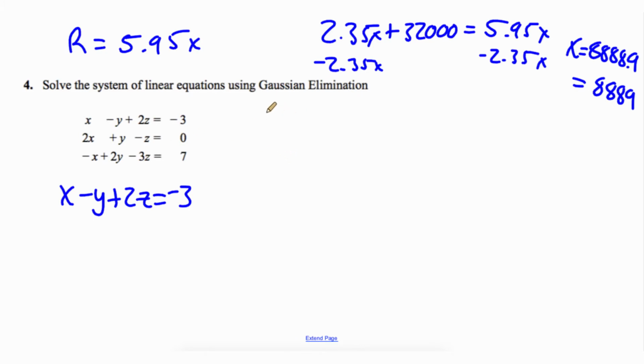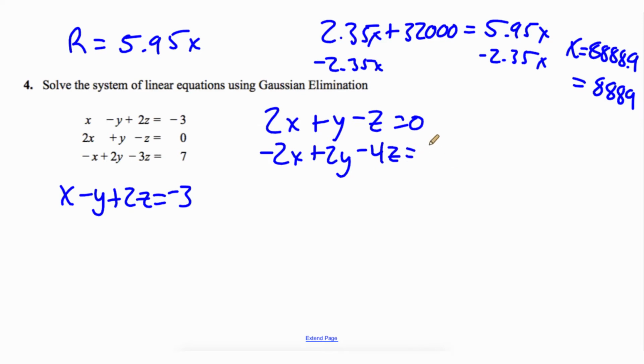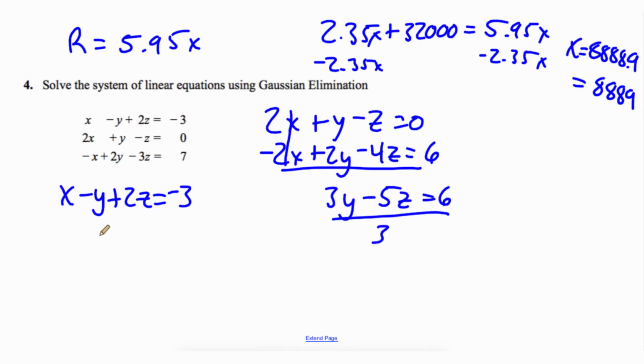So what I'm going to do is work with that second equation, the 2x plus y minus z equals 0, and we need to get rid of those two x's. So I'm going to take our top equation times negative 2. So we get negative 2x plus 2y minus 4z equals 6. Then if we add these together, the x's cancel out. We've got 3y minus 5z equals 6. We need our y to have a 1 in front of it, so we're going to divide everything by 3. So our new equation that we're going to fill into our new system that we're building is y minus 5/3 z equals 2.